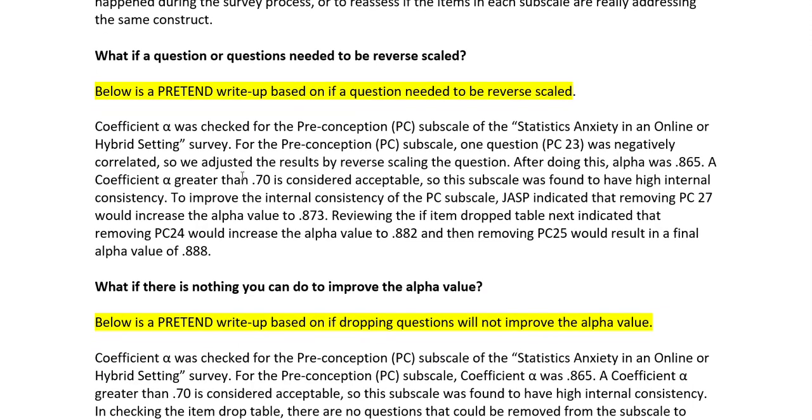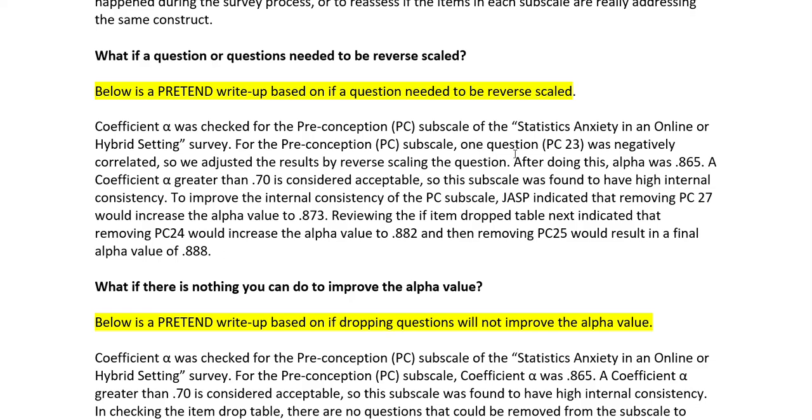A coefficient alpha greater than 0.7 is considered acceptable, so this subscale was found to have high internal consistency. To improve the internal consistency, and remember, you're still trying to improve it, JASP indicated that removing PC27 would increase the alpha to 0.873. Reviewing the if item drop table next indicated that removing PC24 would increase the alpha value to 0.882, and then removing PC25 would result in a final alpha value of 0.888.